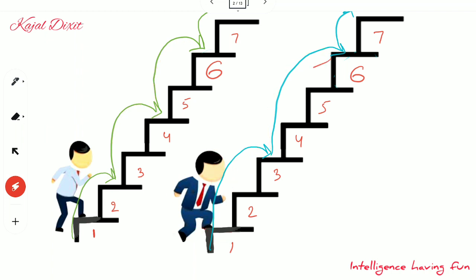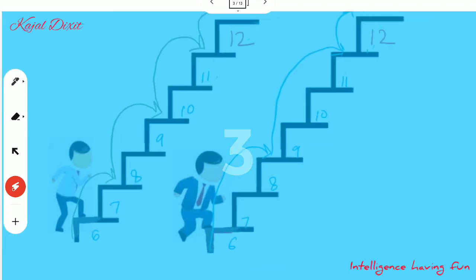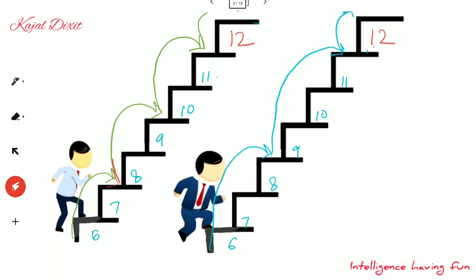Okay, so according to this, the first man is reaching the second step first, then he is reaching the fourth step, then the sixth step, then the eighth step, then 10th, then 12th. After 12th, he is reaching the 14th step, then the 16th step, and then the 18th step.